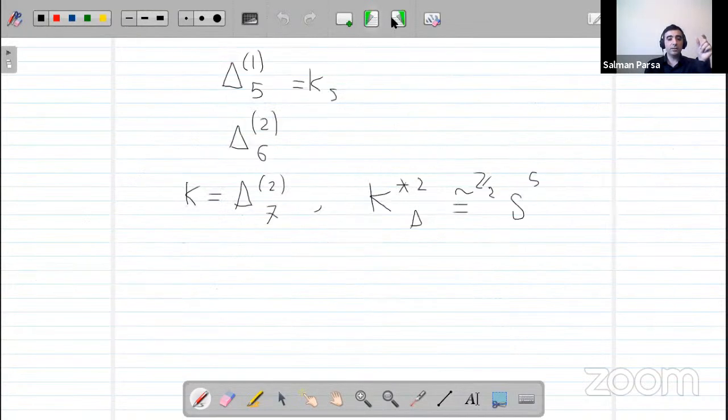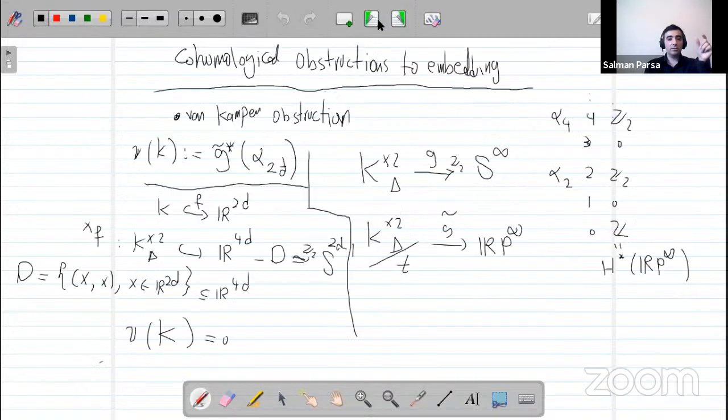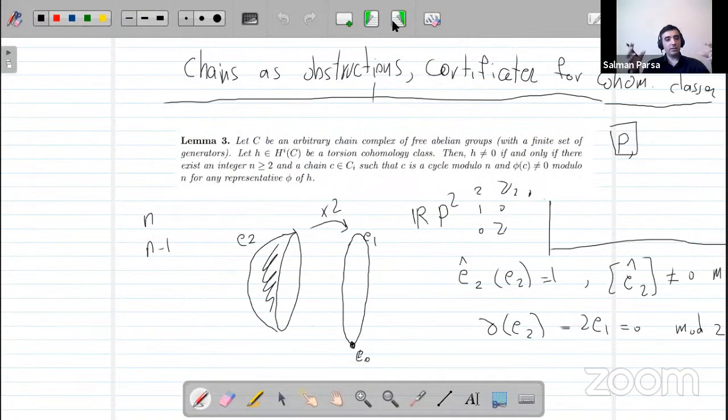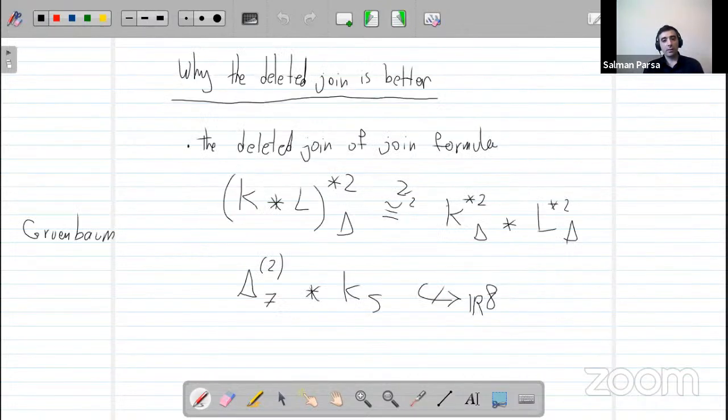Because we want to use something similar to the Grunbaum theorem. So we want the join, because of the join of the deleted joins formula. If you have obstructions in here and obstructions in here, then we can hope that the join of these objects will give us an obstruction in the deleted join of the join. But right now we have it in the deleted product.